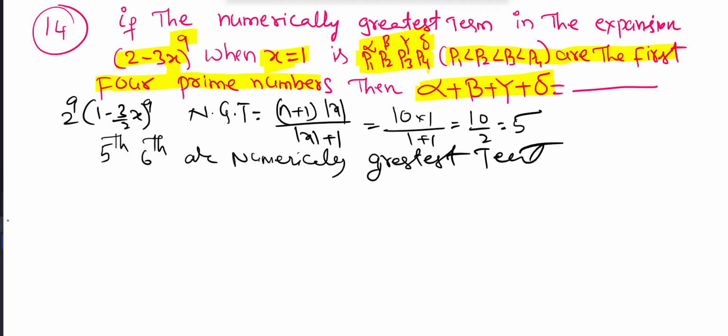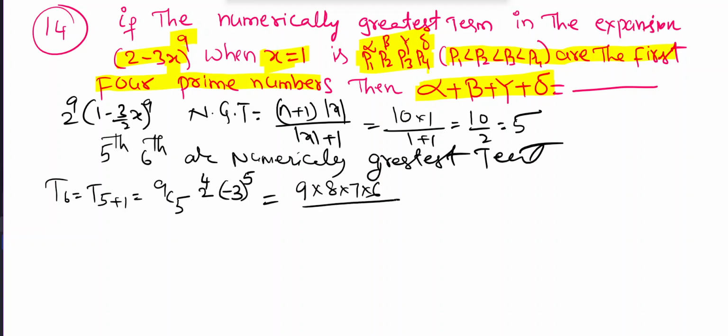Right, the sixth term, that is t6, is equal to t5 plus 1, that is, with n equal to 9, 9c5 times 2 to the power of 9 minus 5, that is 4, and minus 3x, where the x value is 1, so minus 3 to the power of 5. 9c5 is 9 into 8 into 7 into 6 by 1 into 2 into 3 into 4, into 2 to the power of 4 into minus 3 whole power 5.